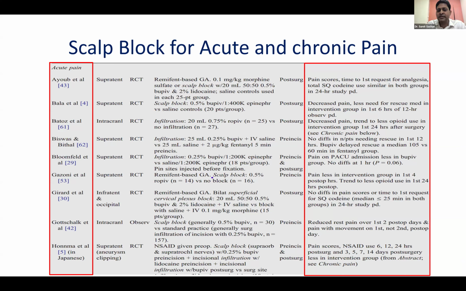What they found is that in those patients where the scalp block was given using bupivacaine or some of the adjuvants, they had better pain scores in the post anesthesia care unit, and this lasted even for 24 hours postoperatively. Some of the authors have even quoted that the requirement of pain medications and NSAIDs was reduced up to 14 days post surgery.